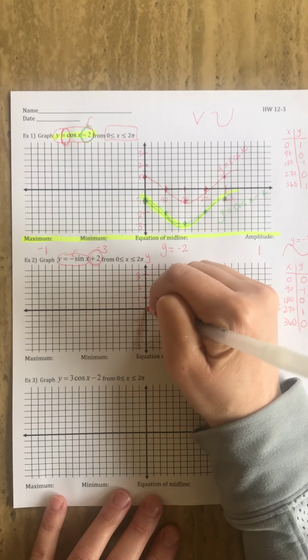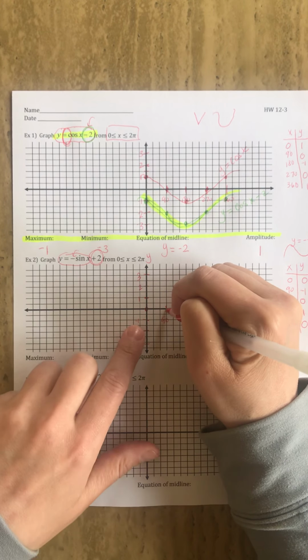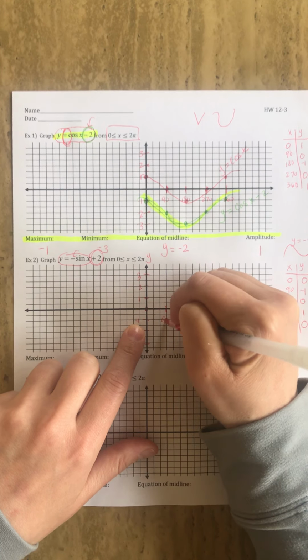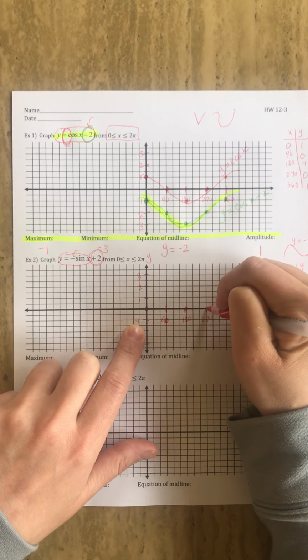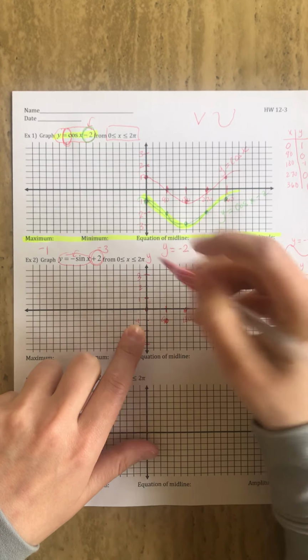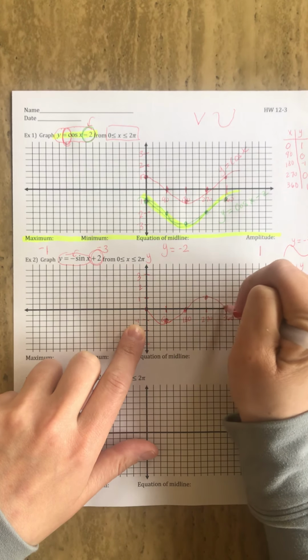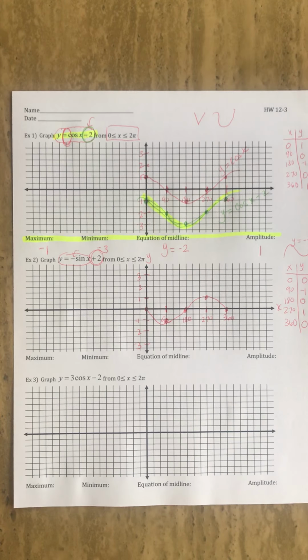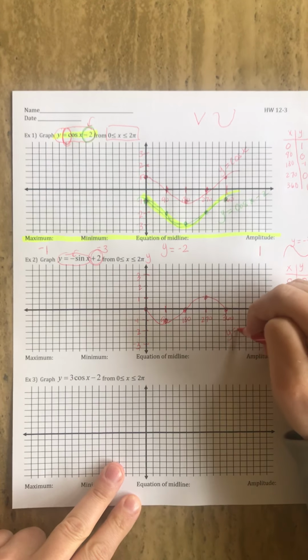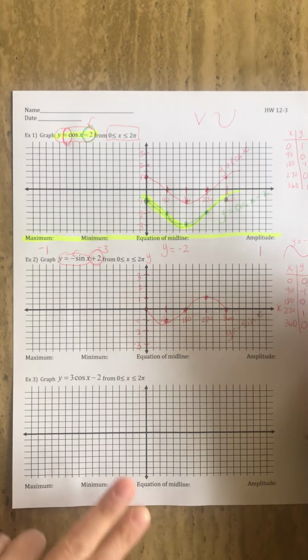Okay, so we're going to start at 0. We're going to go to -1, back to 0, to +1, and to 0. Okay, and this is your y equals negative sine x.